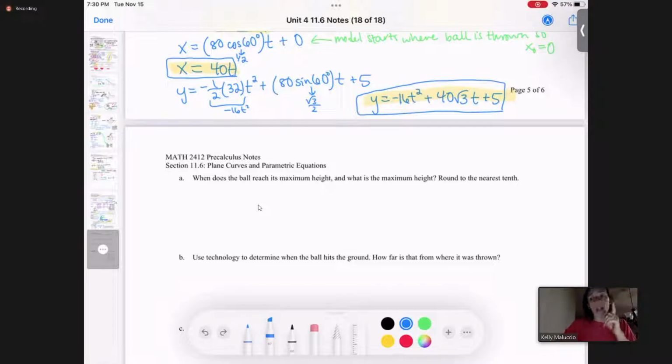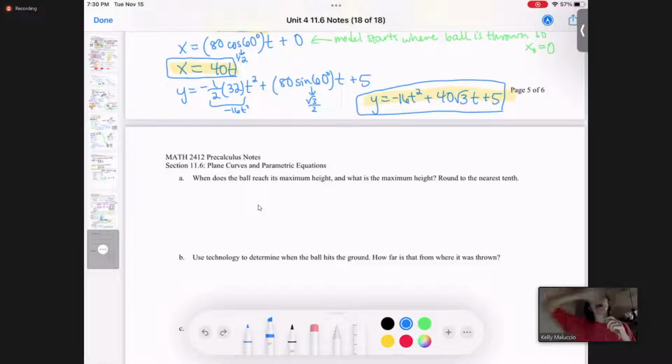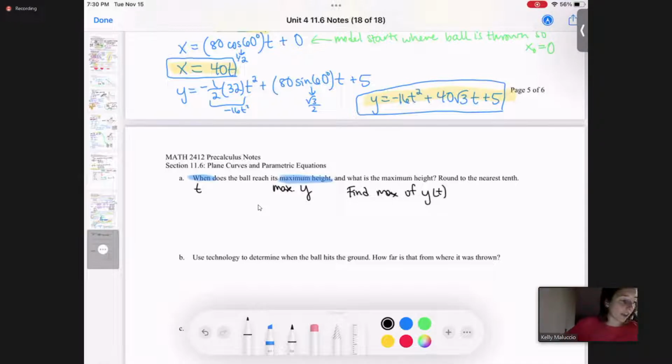The height is the y, right? Because if you think of the x and y coordinate plane, when the ball's being thrown, the height is the y, and the x represents the distance it's going. So for part A, we're really just concerned about y. We want to know when is the maximum height, so that's the t, and maximum height is max y. So we want to find the maximum of y of t, the equation that we just found.